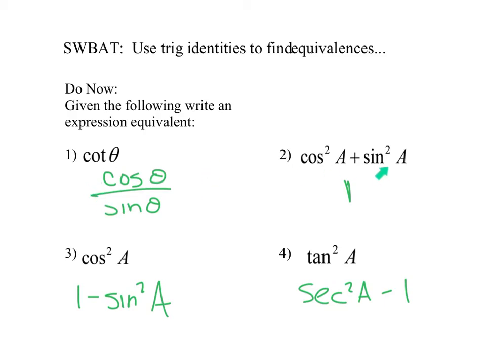This one here, there's not much more you could do besides 1. There are, but it would make it really complicated. Cosine squared is 1 minus sine squared. You could have 1 over secant squared. There's all these different ones. And tangent squared is secant squared minus 1. So anytime I see a squared, I generally think a Pythagorean identity. So you need to start thinking that too.